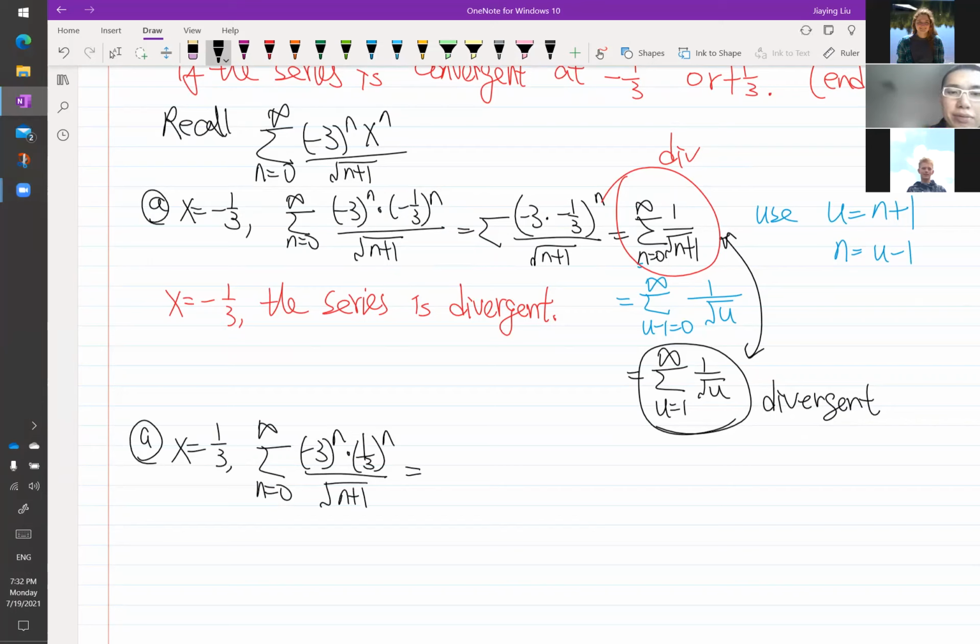And then that will become the series of -3 times 1/3, that's -1 to the n divided by square root of n plus 1. And it turns out that this is an alternating series. And if we perform the alternating series test, this is going to be convergent using the alternating series test.